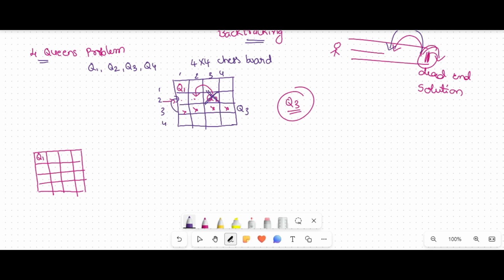For example, Q2 here you have placed. If Q2 is placed here, shall we place Q3 here? Yes, Q3 here we can place.